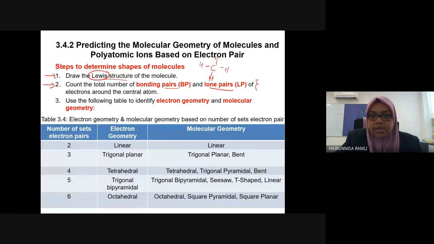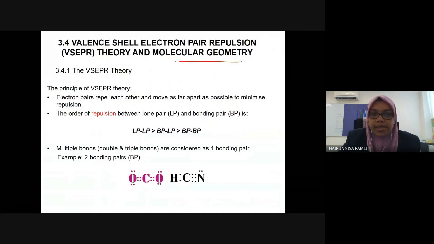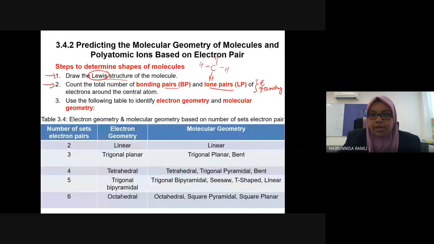So, okay, after you count the total numbers, ni kita consider as you sebenarnya nak determine electron geometry. Okay, remember tadi saya mention about molecular geometry. Jadi apa hal lah pula ada electron geometry. Okay, tak apa, nanti saya explain eh. Okay, and then use these following tables to identify the electron geometry and molecular geometry. Okay, so saya explain lah.